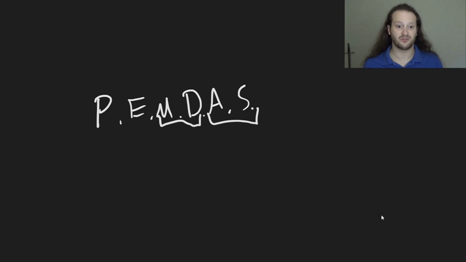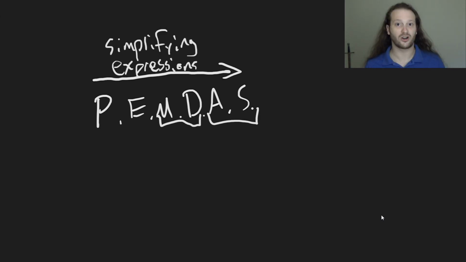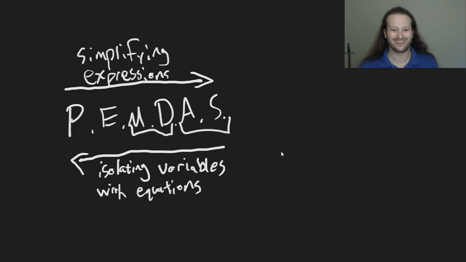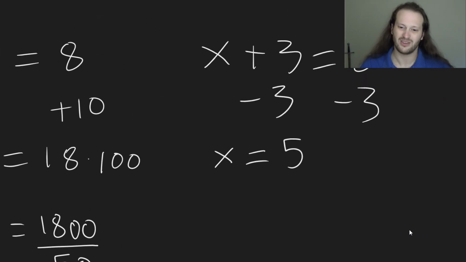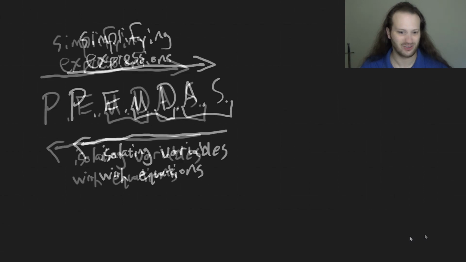When we're simplifying expressions, we do the normal order of operations. When we're isolating variables in equations, we go the opposite way. Some students, as soon as they see this, they'll go, SADMEP. And I'm like, sure, yeah, SADMEP. Anything to help you out. I guess this is kind of a poor example because it's just a single step. Here, let's do a double step problem because that will help us out.